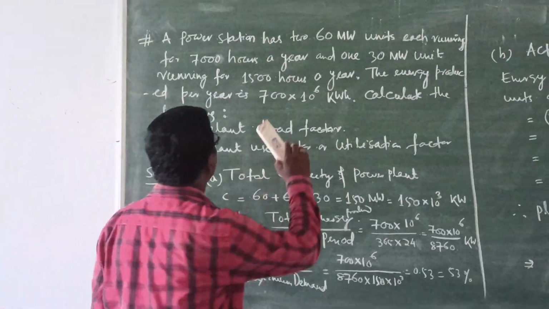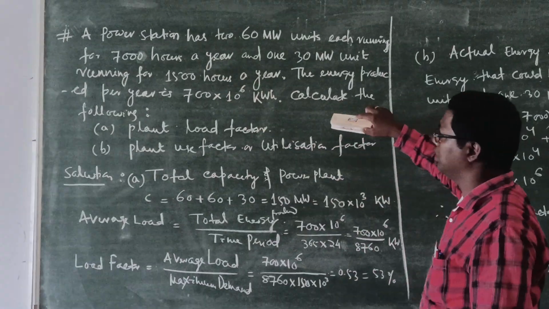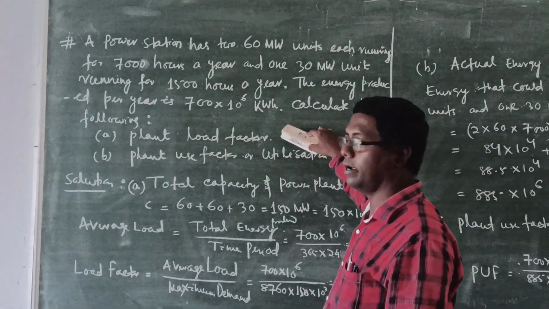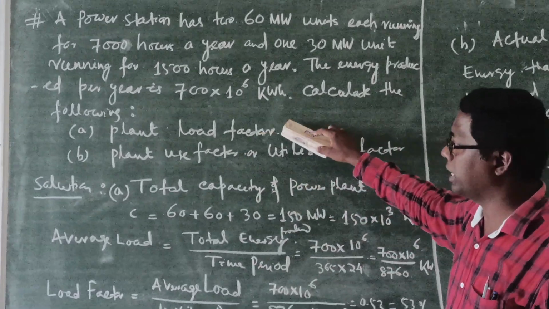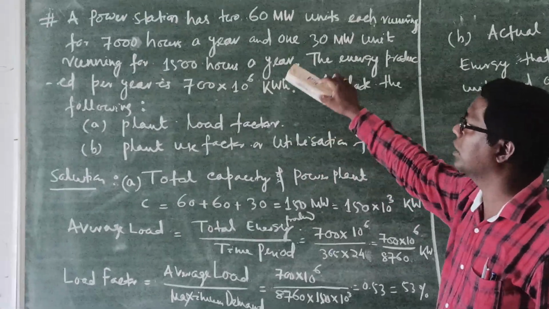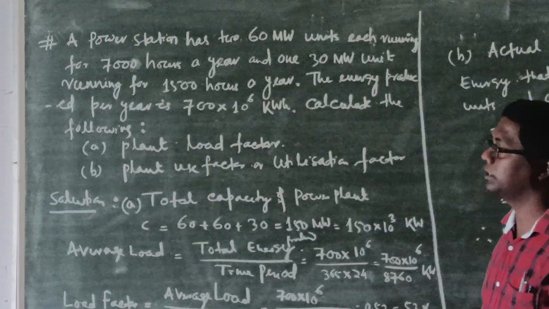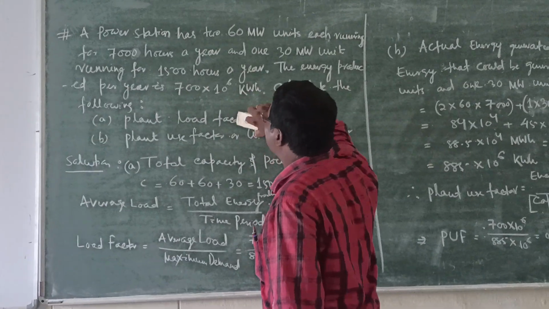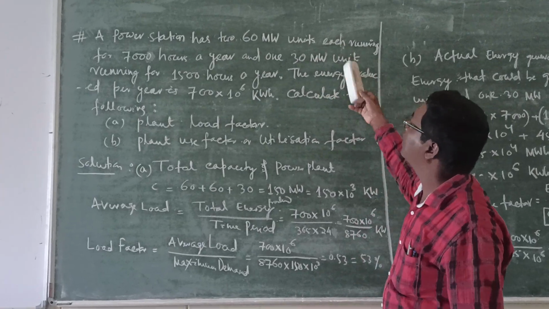Now we will explain how to find the problem related with plant load factor. How to find the plant load factor and plant use factor. Okay, for the given power station, as you know, here the power station has 2 60 megawatt units.